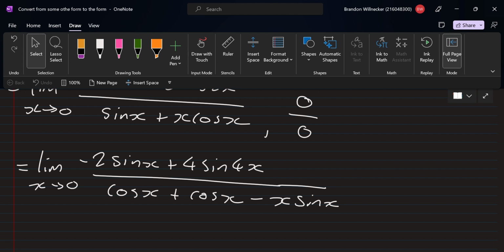Okay, what happens if we substitute 0 now? In the top, we're going to get 0 plus 0, that's still 0. In the bottom, we're going to get 2 minus 0, so that's 2. Okay, 0 divided by 2, that's 0. That's not an indeterminate form, that's just going to be 0.